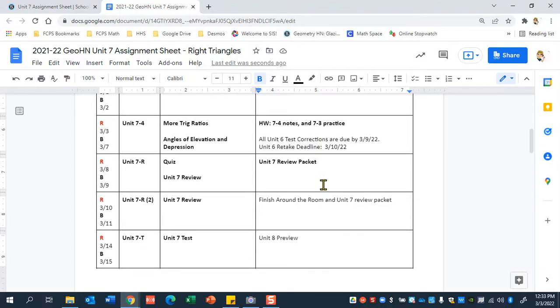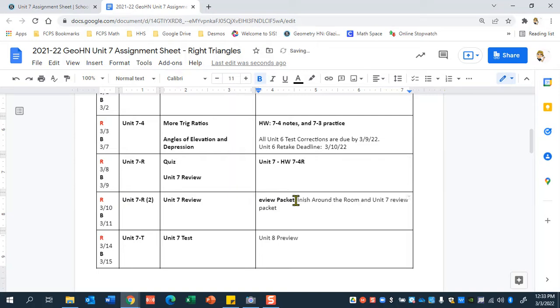Reminder about the corrections and the retake for the Unit 6 test. That's next week. You can come either Wednesday or Thursday next week. That's fine. Your next class, you'll have a quiz on what we're doing now. This is going to be homework 7-4. Our review packet is going to come here.